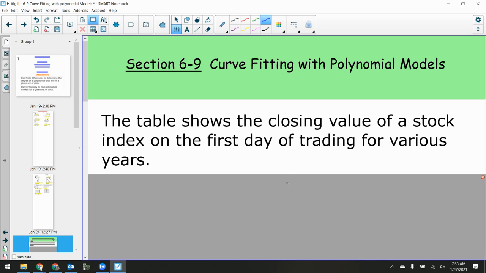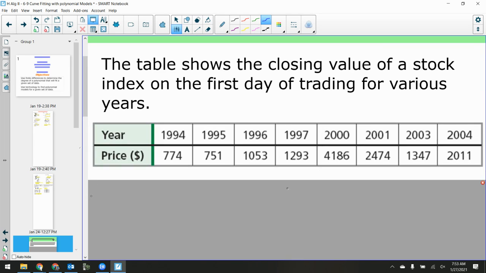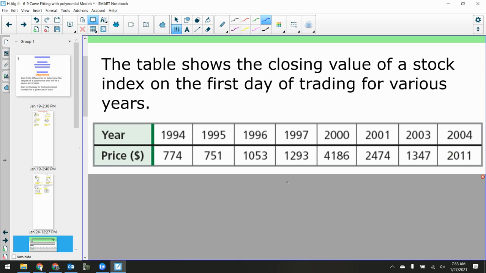Now, remember with linear models, I was looking at a constant change in x as it corresponds to a constant change in y. With quadratic models, I said, okay, constant change in x, but I had to look at the second differences within the y values to see if it was quadratic, right? I would have to see a constant second difference to see if it was quadratic. Take a look here. Take a look at those years in that table as it corresponds to the price. The table shows closing value of a stock index in the first day of trading for various years.